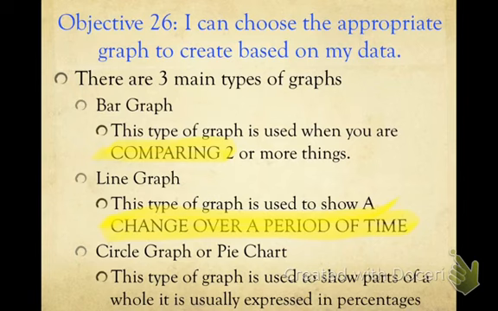Okay? And then the last thing, the circle graph or the pie chart, that is to show parts of a whole. Okay? It's usually expressed in percentages, and all of those percentages have to add up to 100%. Okay, it can't be over because a whole is 1 or 100%. So it's, again, it's called a pie chart because it's like a piece of the pie. Okay? All right, so let's start with a bar graph.